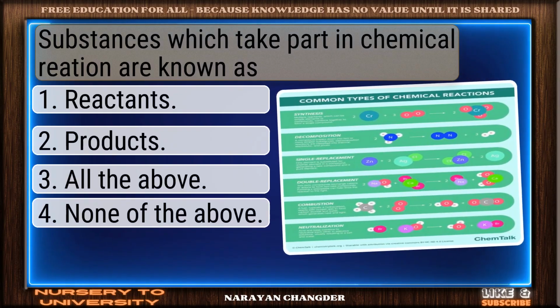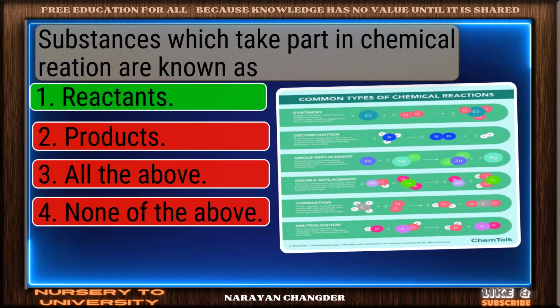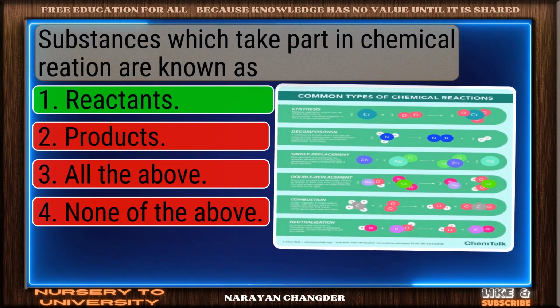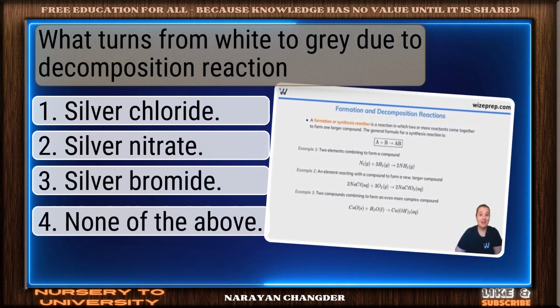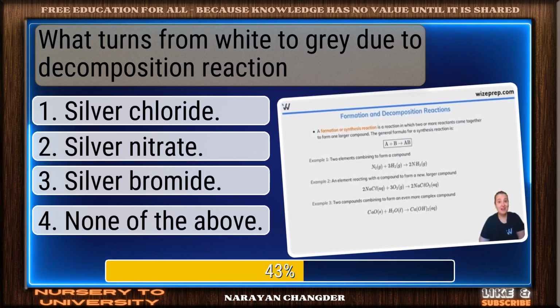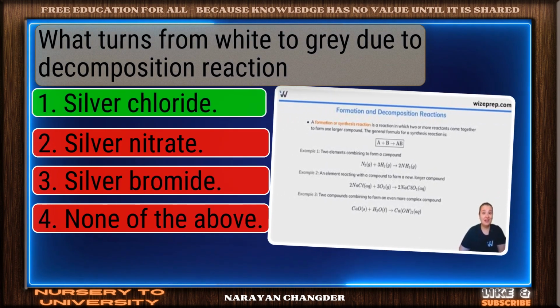Substances which take part in chemical reaction are known as. Clear logic. Reactants is sound. What turns from white to gray due to decomposition reaction? You got it. Silver chloride fits.